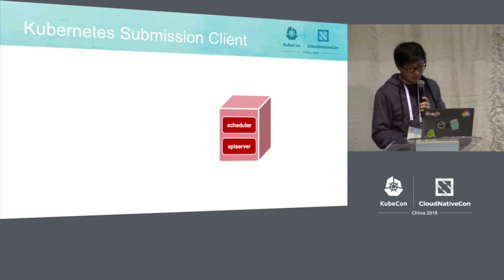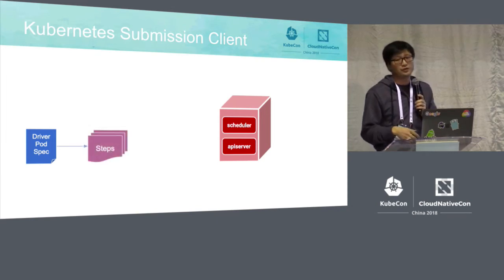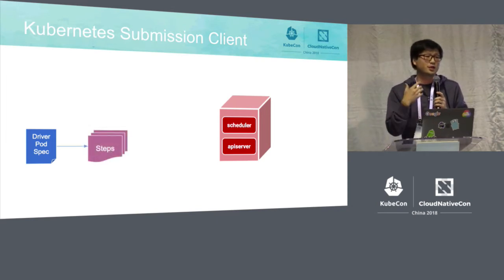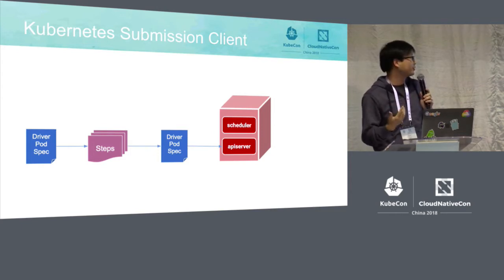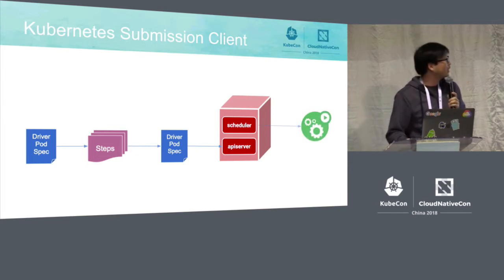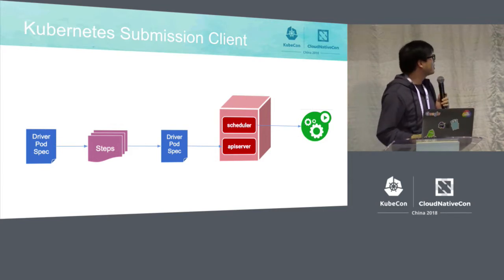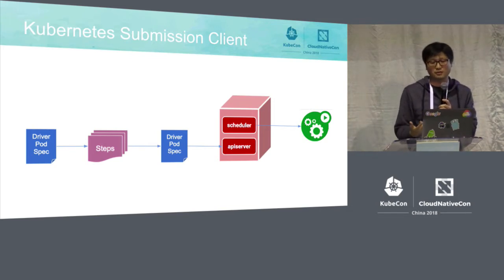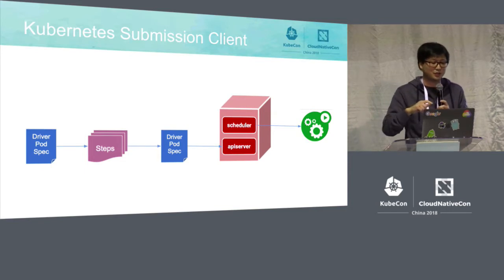When it comes to the submission client, it's actually pretty straightforward. It starts with an empty driver pod spec, and applies a bunch of what we call feature steps to the empty driver pod spec. Finally, it generates the final driver pod spec and then sends it to the API server to create the driver pod. Then the Kubernetes master, or the scheduler, schedules the driver pod to run on some node. Some of the feature steps do things like mounting volumes or mounting secrets, and also adding environment variables specified by the users. Each feature step adds some part of customization into the driver pod spec. So the final result is a complete driver pod spec that you can just send to the API server for creating the driver pod.